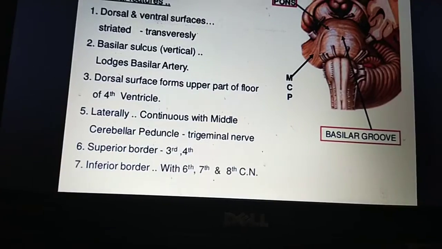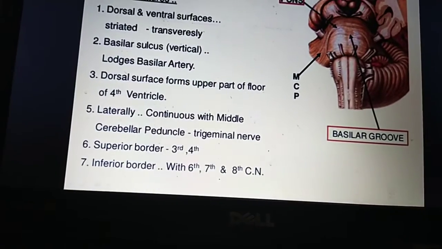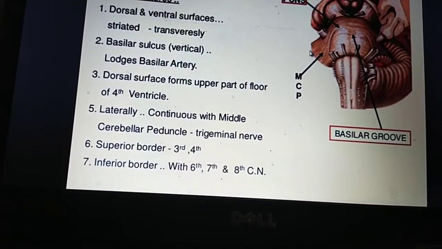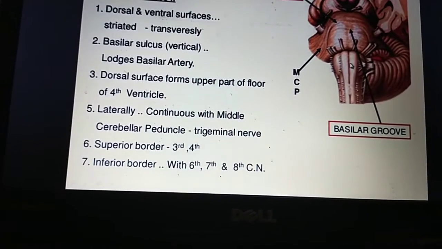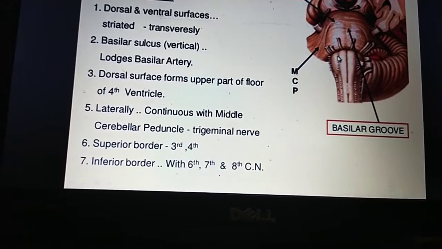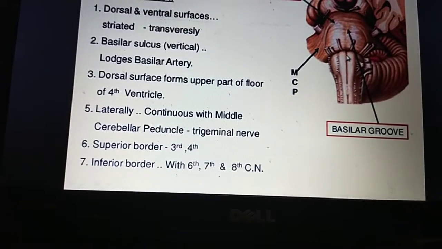You can see here, these are also cranial nerves, which originate in between the pons and the medulla oblongata. At the inferior border are the 6th, 7th, and 8th cranial nerves.